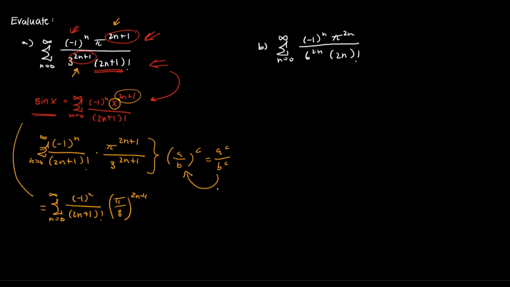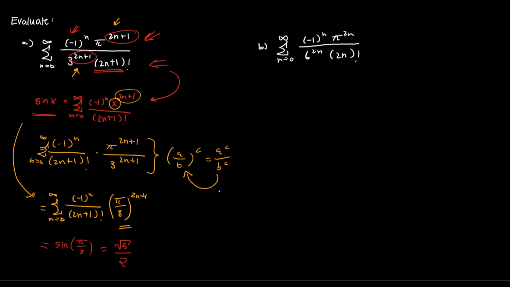And now we've achieved our form of sine x, where pi over 3 is x. So really, all this is equal to sine pi over 3. And we know how to evaluate that. We know that this is √3 over 2. And that's how you get your answer for part A. So now let's take a look at part B.